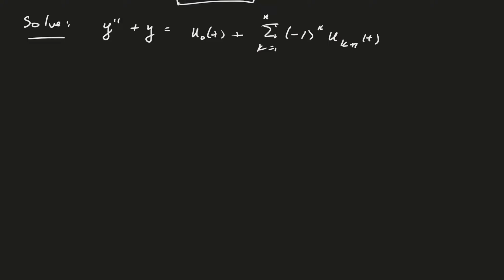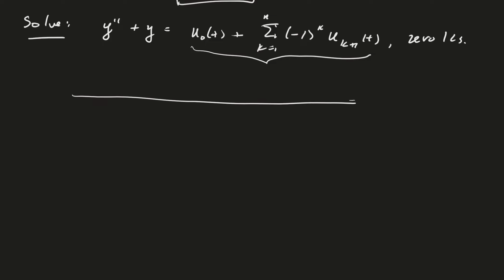Alright, so we're going to solve a differential equation. I forgot to say 0 ICs. That means y of 0 equals 0 and y prime of 0 equals 0. Before we actually solve this, I think it's a good idea to draw a picture to see what this looks like. So let's see if we can draw a sketch of that, just for fun. U sub 0 is 1 at 0.